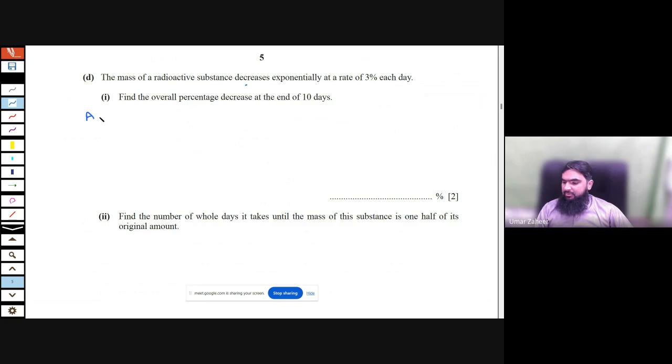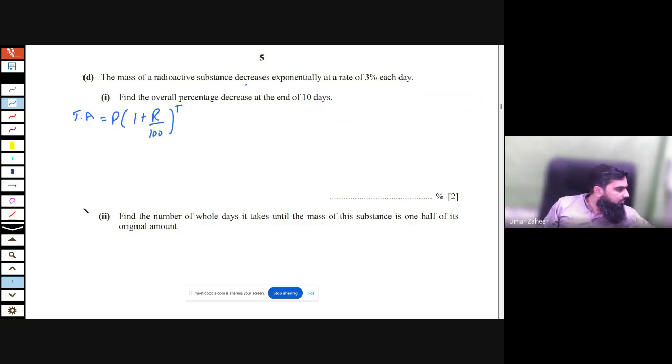That is, the total amount is equal to P into (1 plus R over 100) whole raised to power T.